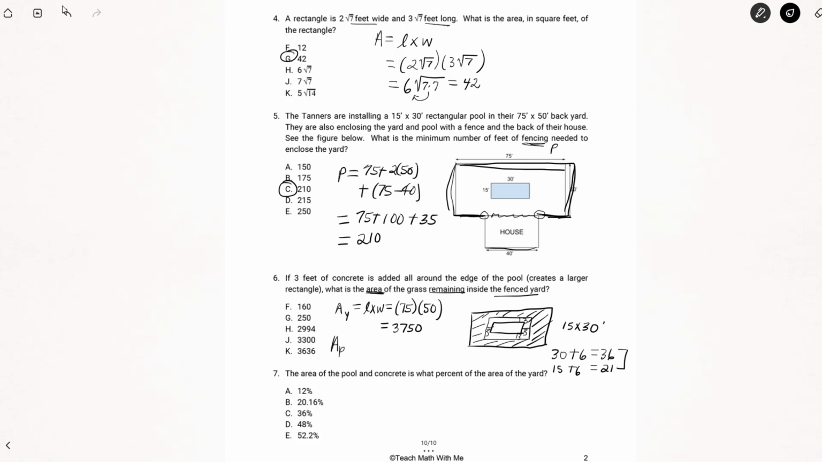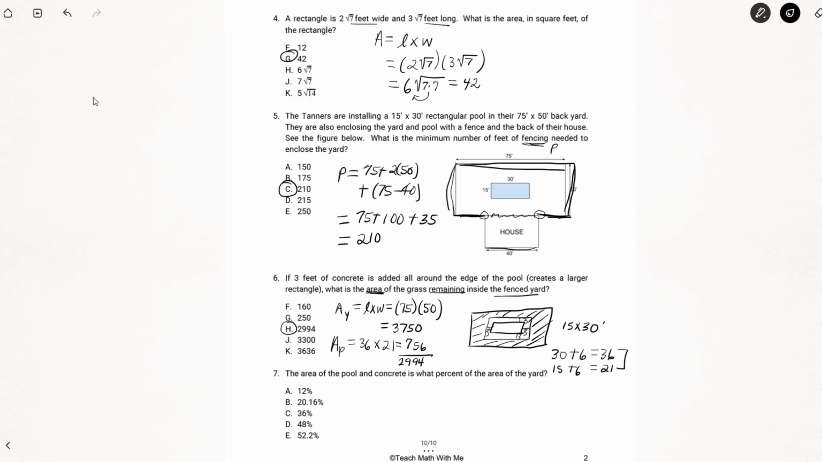So the area of the pool is going to equal 36 times 21. We get 756. This is the area of the pool and the concrete that's going to go around it. So we're really going to take now this 3750, which remember was the total area of the backyard, subtract out the pool and concrete area, and we get 2,994. That is answer choice H.